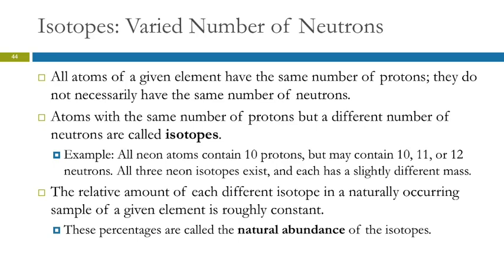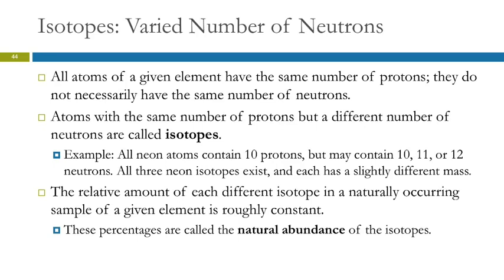So all neon atoms have 10 protons, but some of them have 10 neutrons, some have 11 neutrons, some have 12 neutrons. That information is not on the periodic table. Because protons and neutrons are the particles that contribute to the mass of the atom, these isotopes are not going to have the same mass as each other, even though they are the same element.